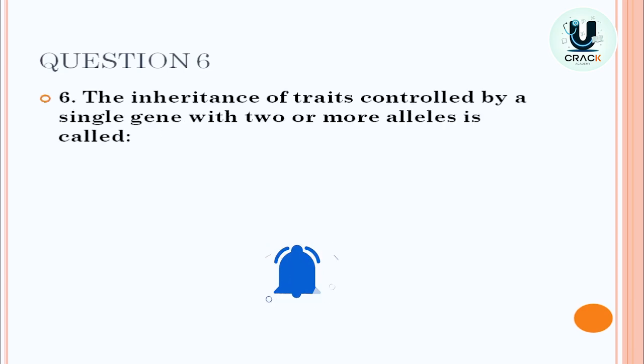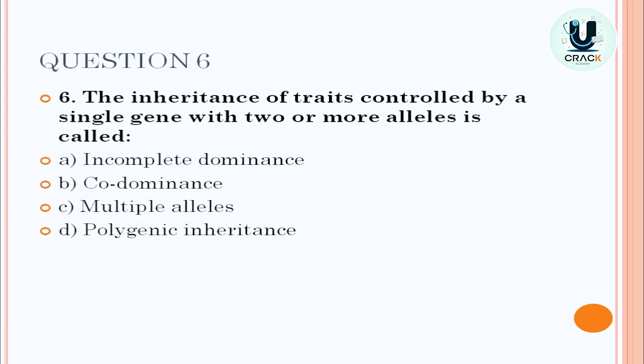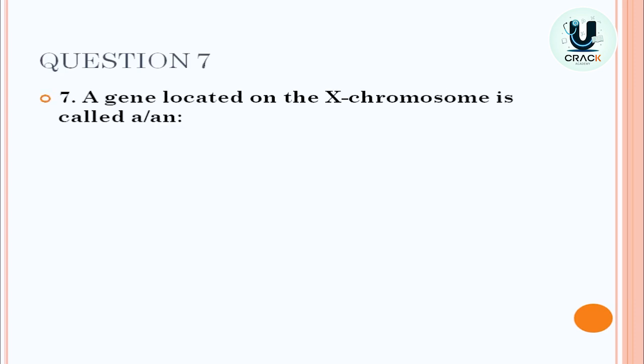Question number 6. The inheritance of traits controlled by a single gene with two or more alleles is called A. Incomplete dominance, B. Codominance, C. Multiple alleles, D. Polygenic inheritance. Answer C, multiple alleles.